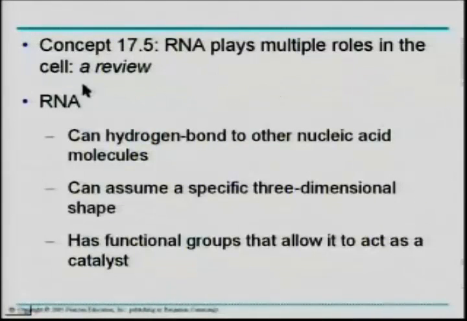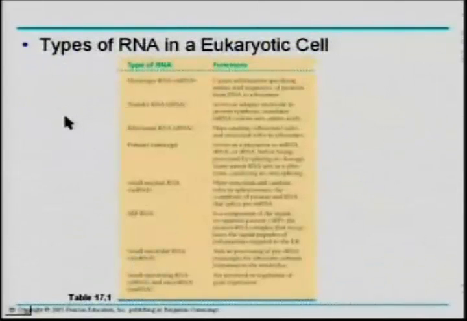We're now at concept 17.5. RNA plays multiple roles in the cell. Just a bit of a review here. RNA can hydrogen bond to other nucleic acid molecules, can assume a specific three-dimensional shape, sometimes by forming hydrogen bonds within itself. And it has functional groups that allow it to act as a catalyst. So they are actually molecules that can have some type of biological activity other than just a carrier of a message or a carrier of an amino acid.